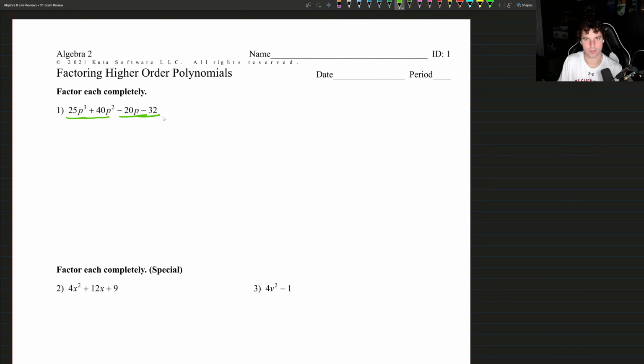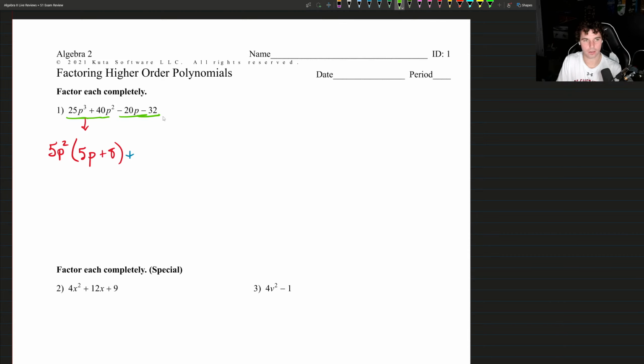So in this first term, I'll do this in red. The greatest common factor here is 5p squared. If we pull out 5p squared from 25p, we just get 5p. If we pull out 5p squared from 40p, we get plus 8. So if you were to redistribute that, you would get the original.